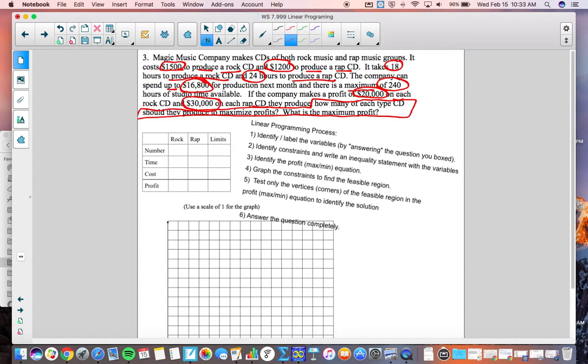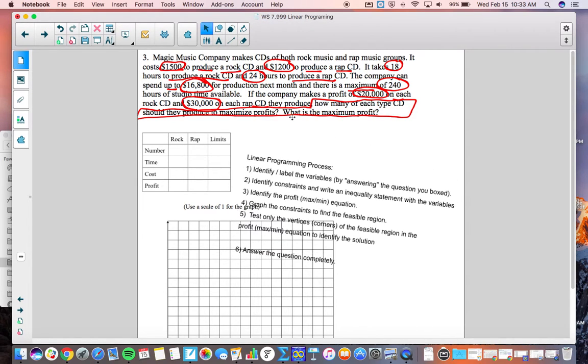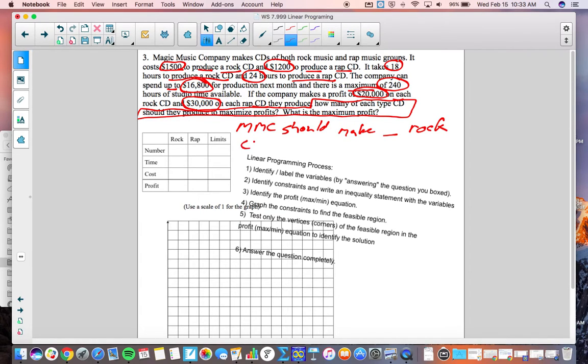All right, there's a lot of information there, folks. So we've identified and labeled, we've identified the variables, kind of, I guess. Let's answer the question real quick, and we'll use some blanks in there. So the question was, how many of each type of CD? Magic Music Company, when they say type, I think they do mean rock versus rap, should make blank rock CDs and blank rap CDs.